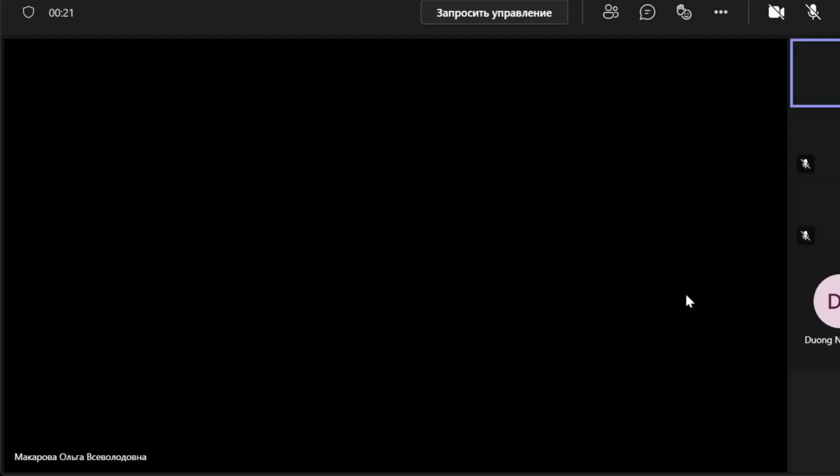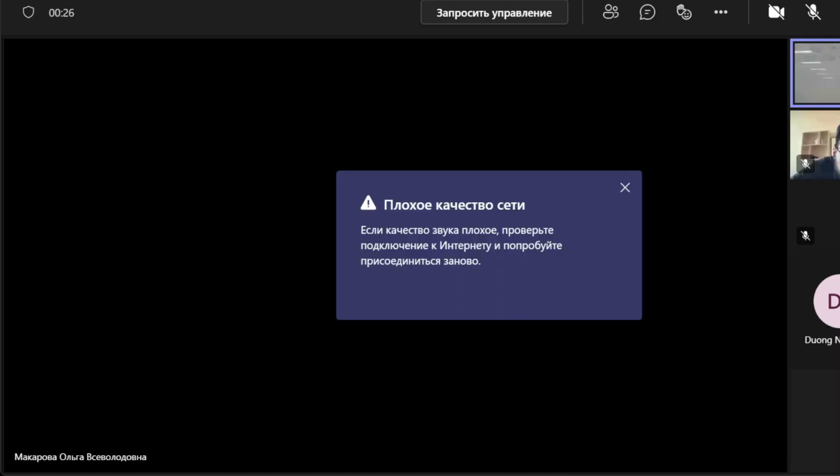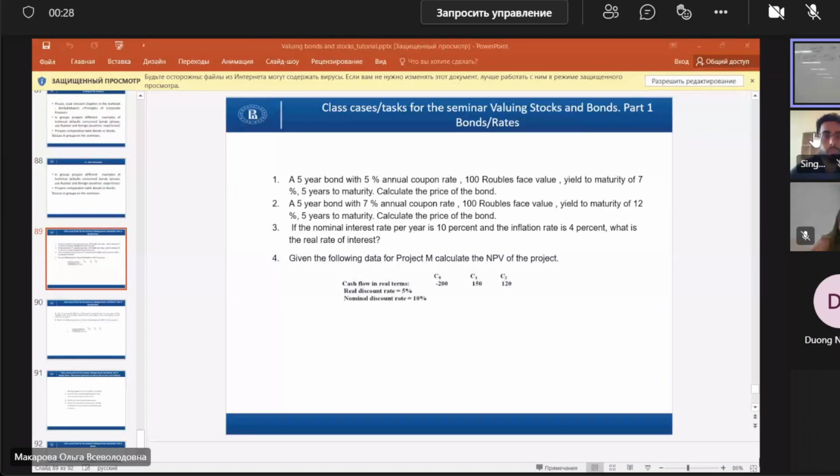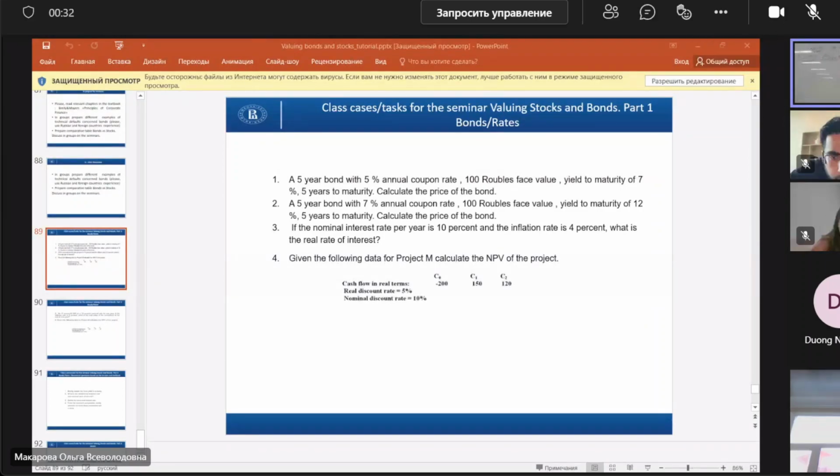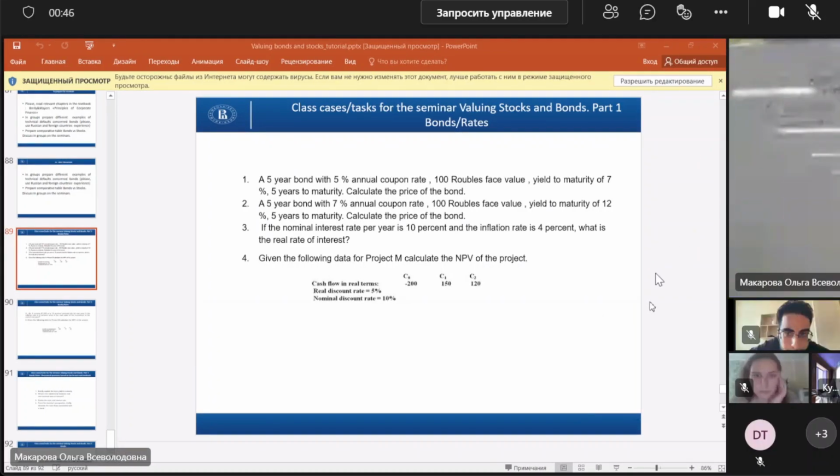Formula: we just simply take the coupon rate as a sum of coupon rate divided by 1 plus yield to maturity in the power of n. Then we take the face value of the bond also divided by 1 plus yield to maturity in the power of n. And approximately 91.8.